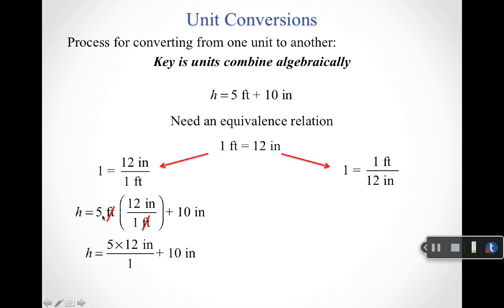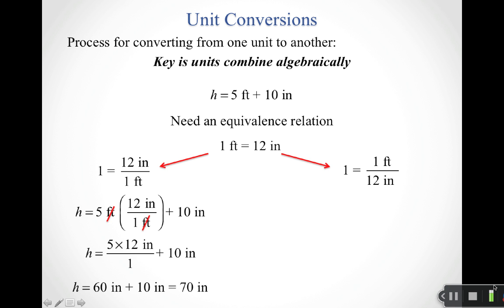So my height ends up being 5 times 12 inches divided by 1. That's another way of saying 60. So my height is 60 inches plus 10 inches. That's 70 inches. So 70 inches is equal to 5 feet 10 inches.